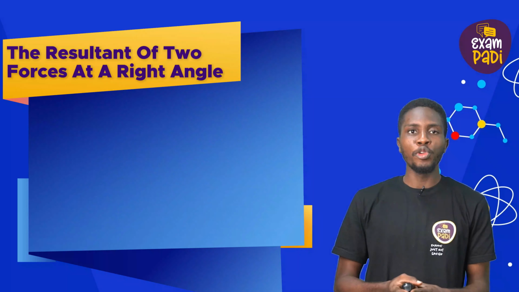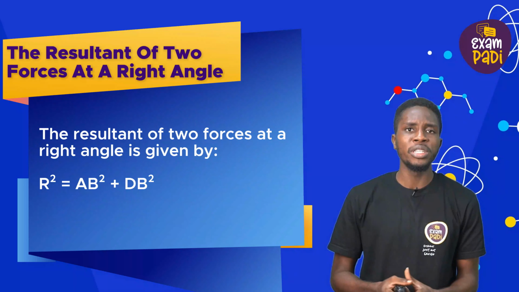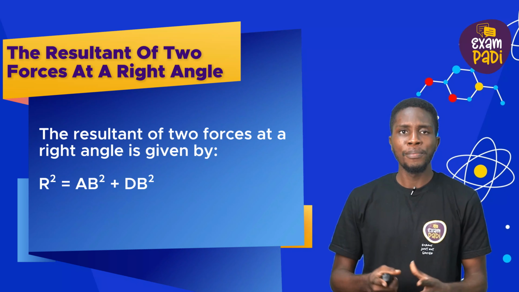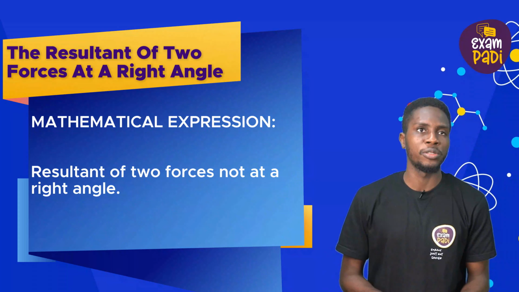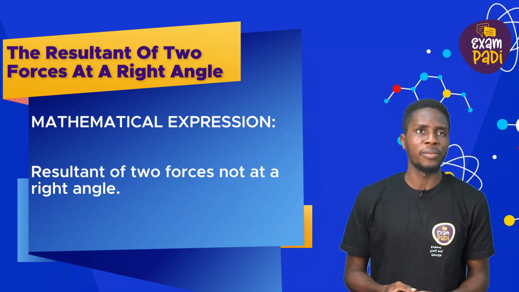The resultant of two forces at a right angle. The resultant of two forces at a right angle is given by R square equals AB square plus DB square. Now let's look at the mathematical expression. Resultant of two forces not at a right angle.